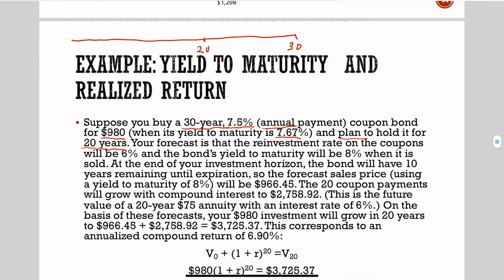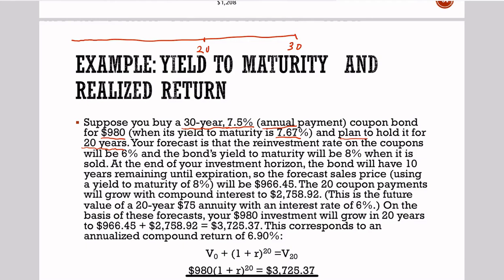Now you forecast that the reinvestment rate on the coupon payments will be 6%, right? So here you can see that you're suffering from this reinvestment risk. Basically your bond has a yield of 7.67 and your coupon payments have a coupon rate of 7.5. However, when you're reinvesting your coupon payments, you will have a lower return, which is only 6%.